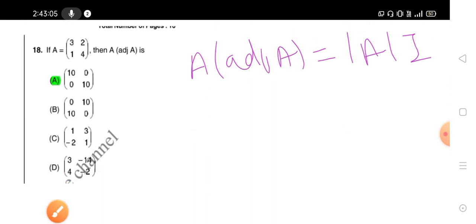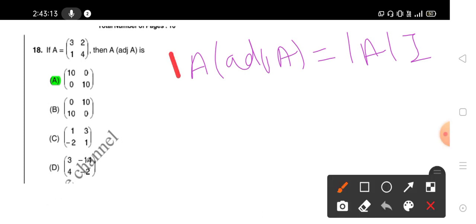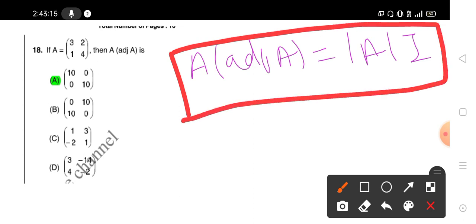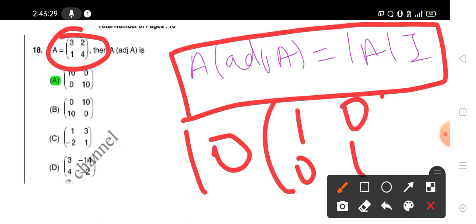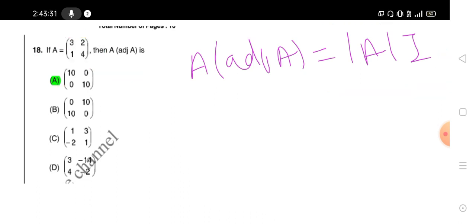Next question. If A is equal to given matrix, then A adjoint of A. Find A adjoint of A. This is one standard formula. A adjoint of A equal to determinant of A into identity matrix. Here determinant is 10 for that matrix and into identity matrix, we get option A.